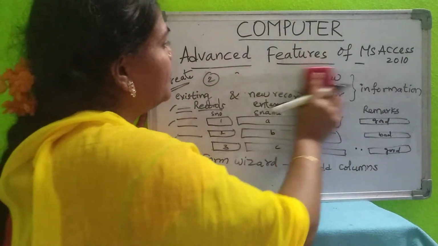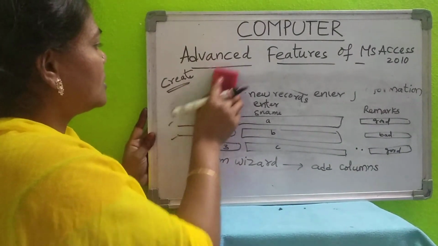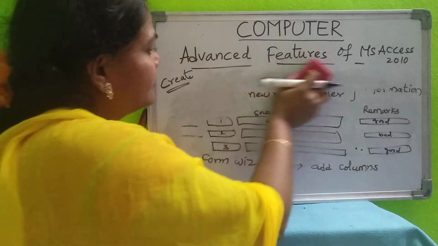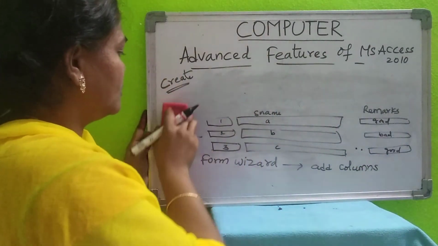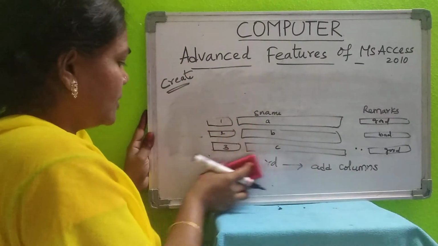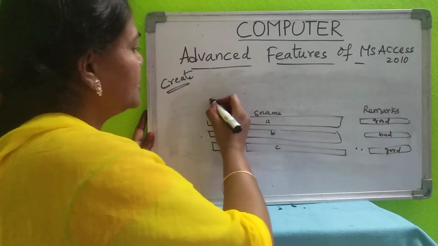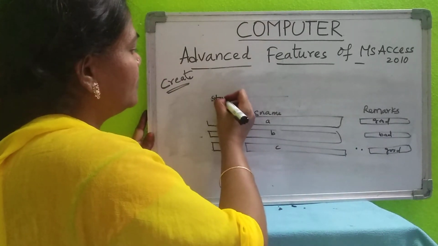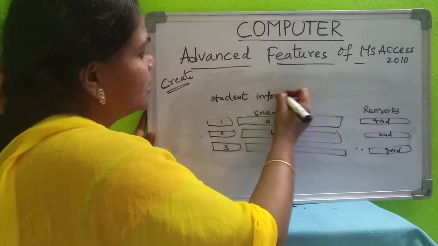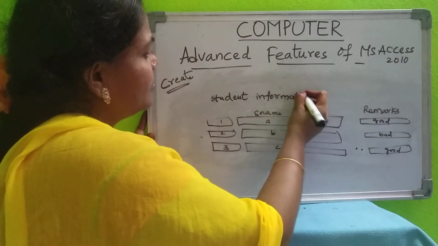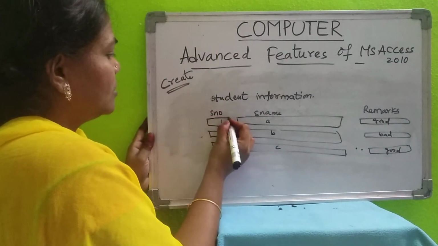Okay, next one is reports. This is also the same. And for the form you can give the title also. What is the title you want to display for your form? That also you can type here. The title will be displayed here, like Student Information. Whatever title you want to give, you can write there. So that will be displayed on your form.